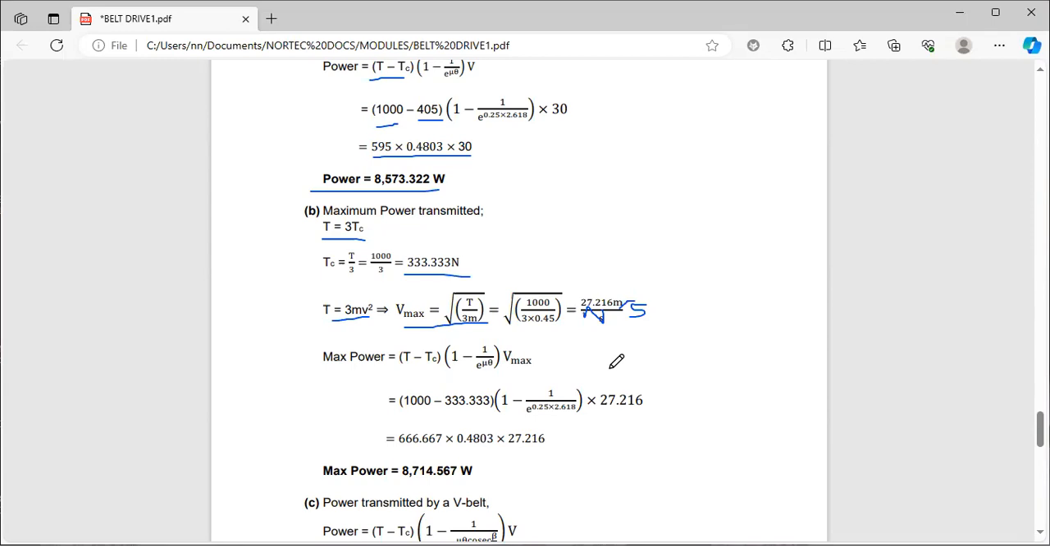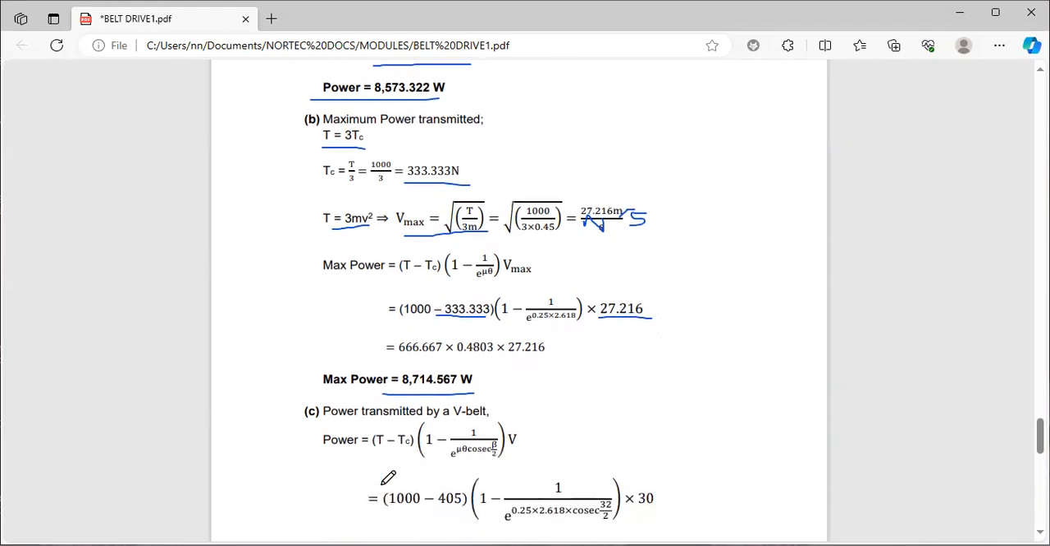In the velocity, we are saying power is equal to, rather finding the power, the maximum power, we'll say T, take away Tc. So open brackets, you have 1 minus 1 over e power of theta. Then Vmax outside. So here the information, we always remember to get this, the one we found. Then the rest of the information is the same, but here we also remember to put the Vmax we calculated, which is 27.216. The answer gives us 8714.567. That's our maximum power.